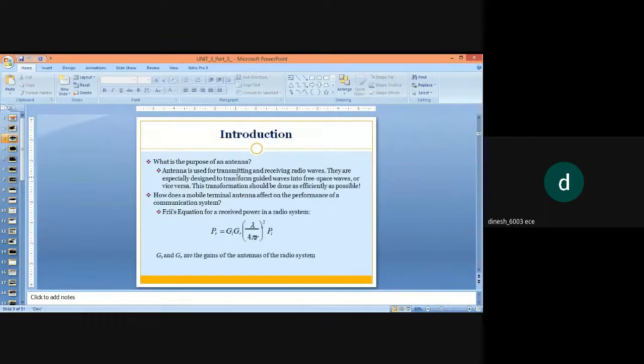So it deals with the antennas. Since many of you are unaware of what an antenna is, this terminology on antenna will give you a clear explanation of what an antenna is. So what is the purpose of an antenna that we are using? The answer is, the antenna is used for transmitting and receiving radio waves, specially designed to transform guided waves into free space waves or vice versa. The transformation is done as efficiently as possible. So an antenna is a radiating device which transmits and receives electromagnetic waves or radio waves.